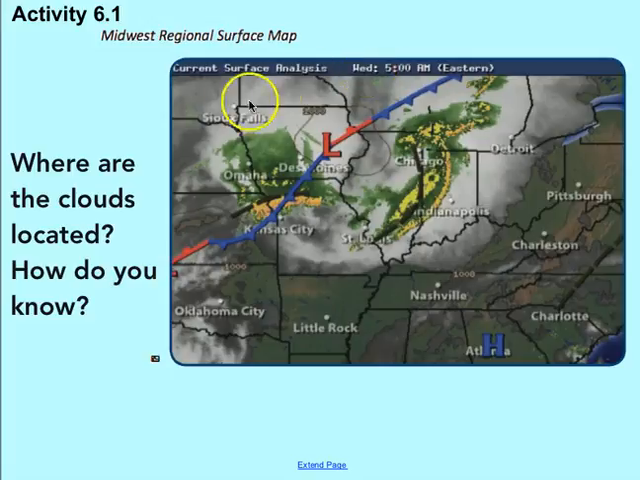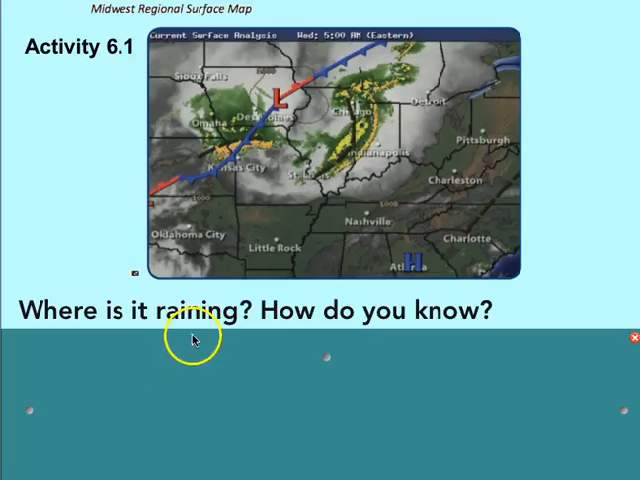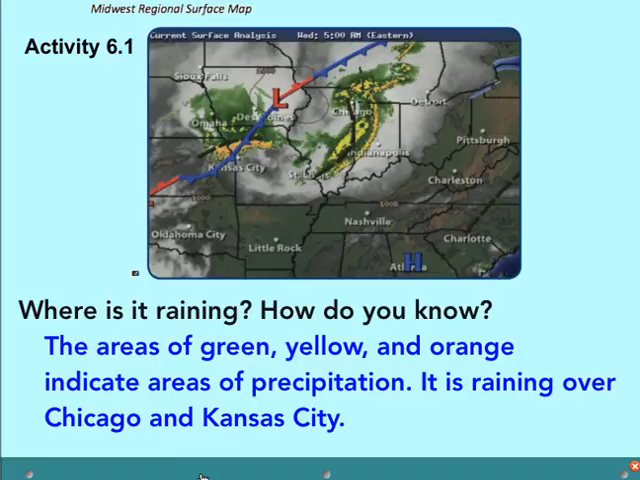And you're probably looking already right here where all this gray is, but what is this color? Well, the color is actually precipitation. So when it asks you, where is it raining? How do you know? Well, the areas of green, yellow, and orange all indicate areas of precipitation. So just because it's cloudy doesn't necessarily mean it's raining. So if you're looking at this with a satellite from above and you see that it's cloudy, it doesn't necessarily mean that it's raining out. So these different colors here represent different amounts of precipitation. And so it is raining over Chicago and Kansas City and over into the St. Louis area.